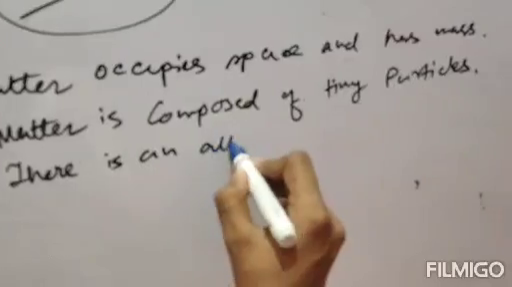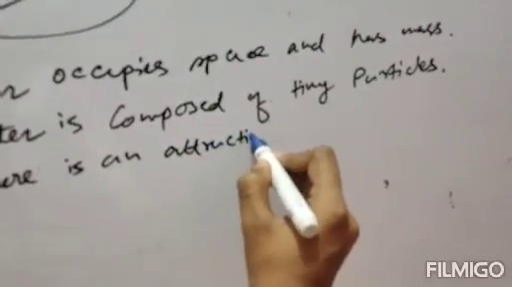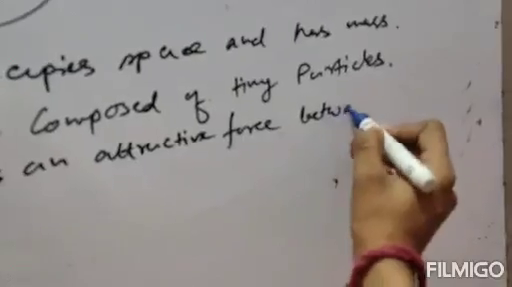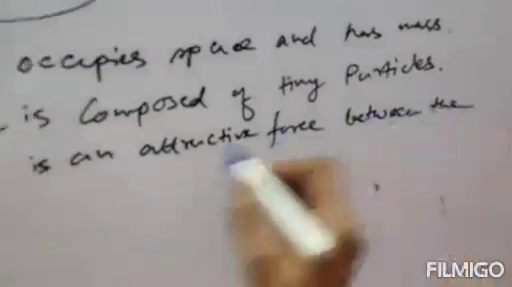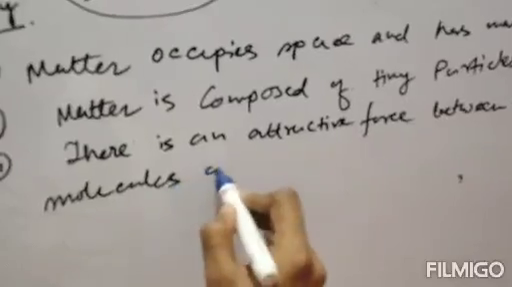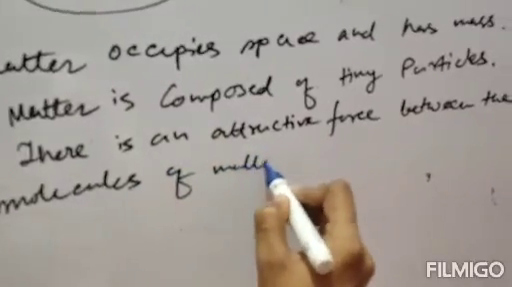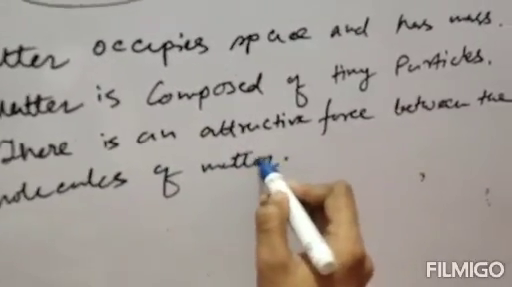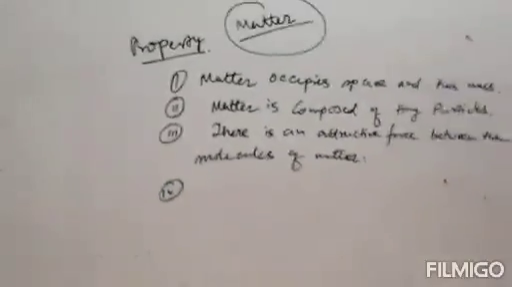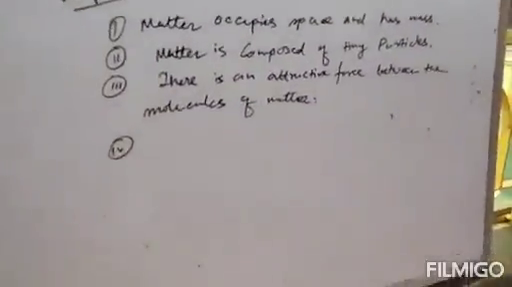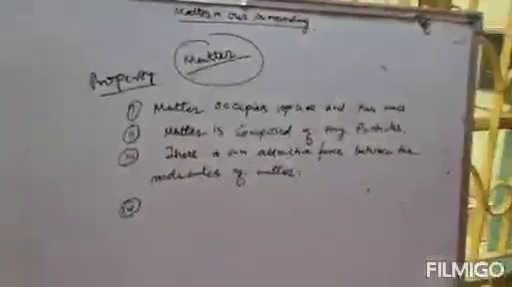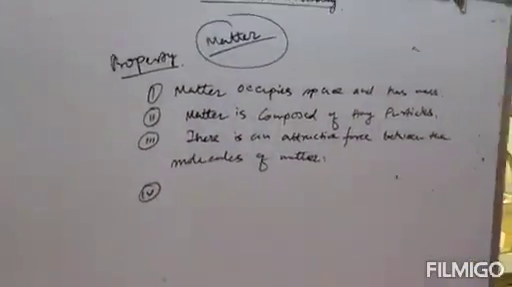there is an attractive force between the molecules of matter. Number four property is property number four is there is space between the molecules of matter.